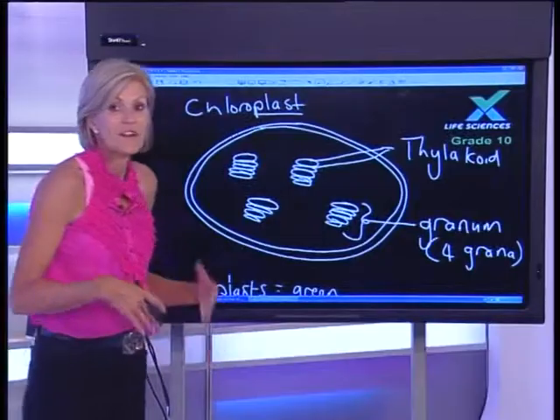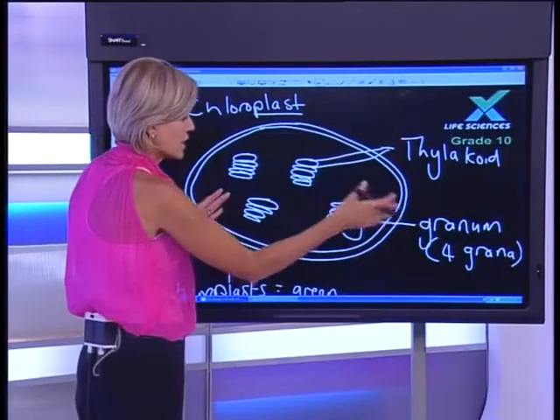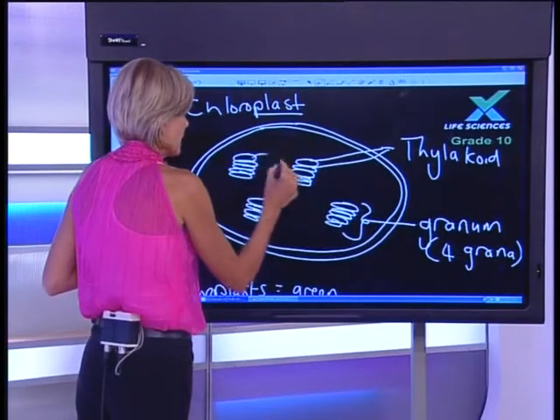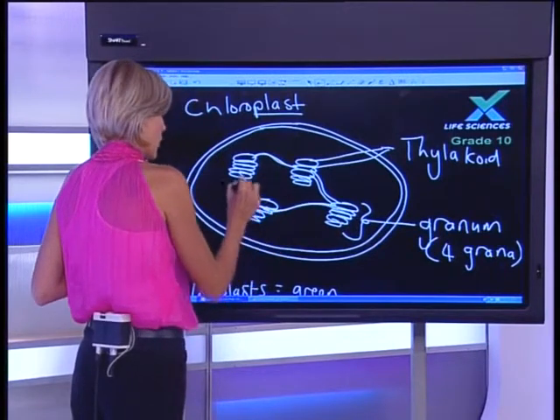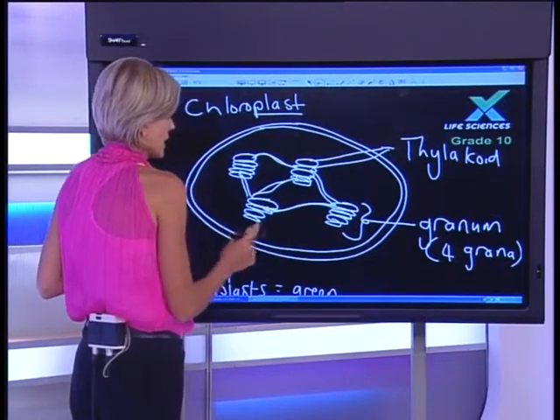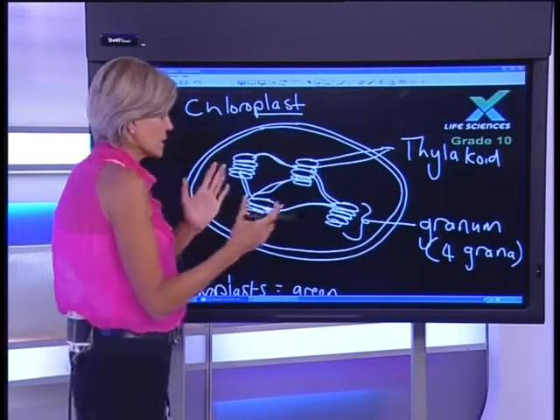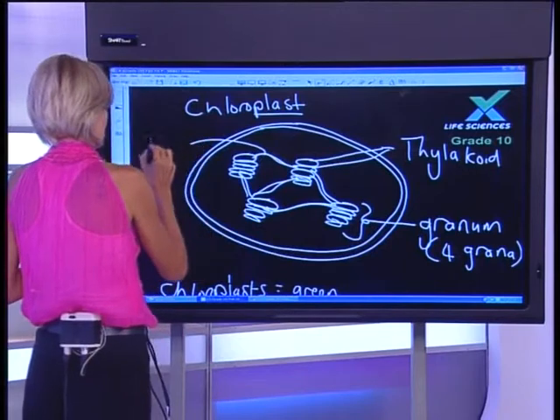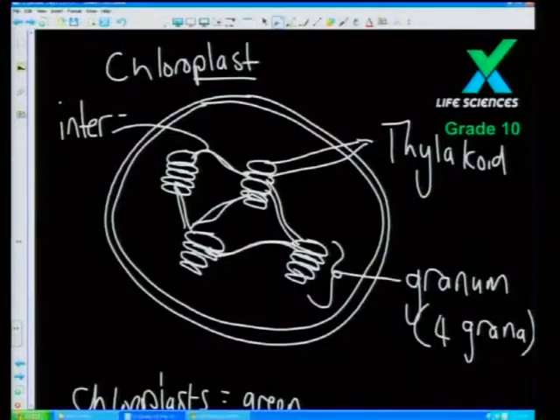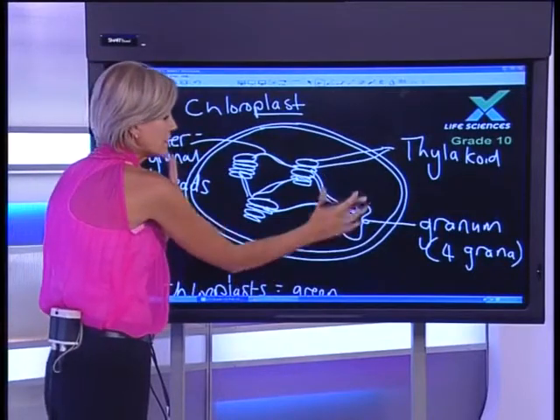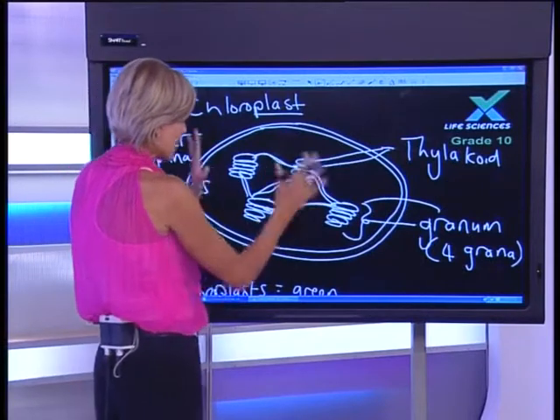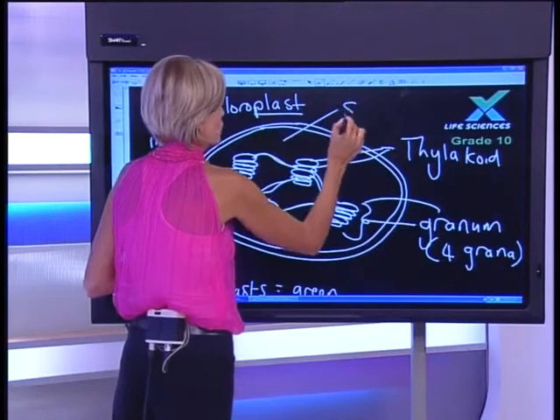Now, a chloroplast can have hundreds of grana. I'm just drawing 4. So grana is plural, granum is 1. And then they've got these intergranal threads, which sort of link the little grana to each other. Okay, inter, between, granal. So intergranal threads link the grana together. And the area that's in between the grana, that area is called the stroma.